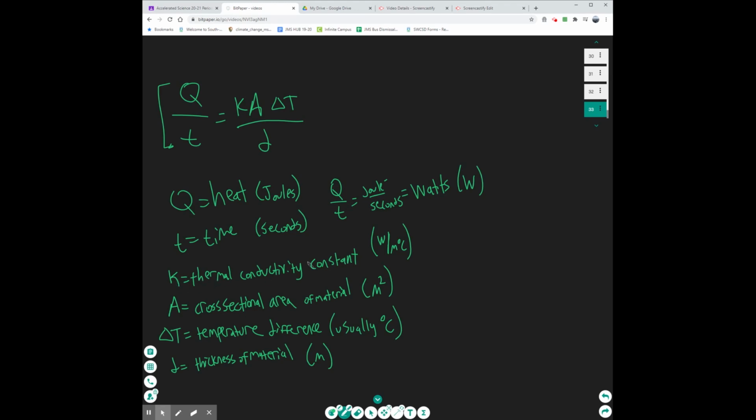So K is the thermal conductivity constant, and it has weird units, watts per meter degree Celsius. We don't really need to worry about the units for that, okay? A is the cross-sectional area of a material. Again, that tends to be kind of like the surface area that's exposed to the heat transfer, okay?